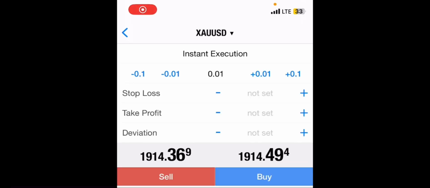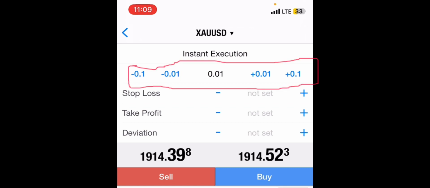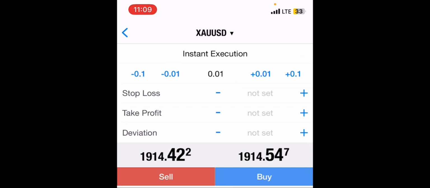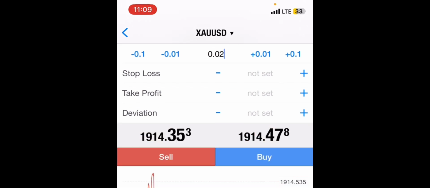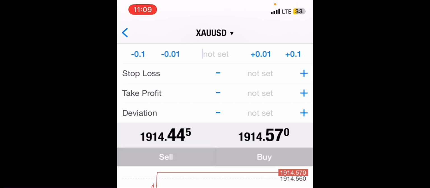Okay, so now we are on my MT4 interface. Here I'll be showing you how to set your lot size. You can see this part, this middle part to be precise, that's where you set your lot size. If you want to change it, just tap on it, then input the digits you want. You can put 0.02, 0.2, 0.3, 0.5. You can even put 5, 10, 0.03, whatever you want.